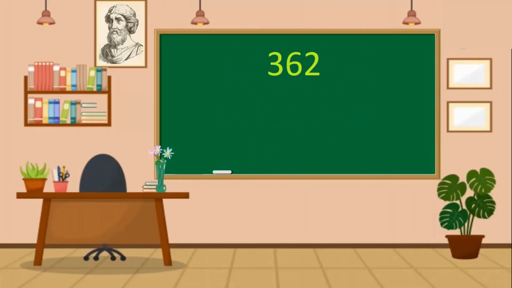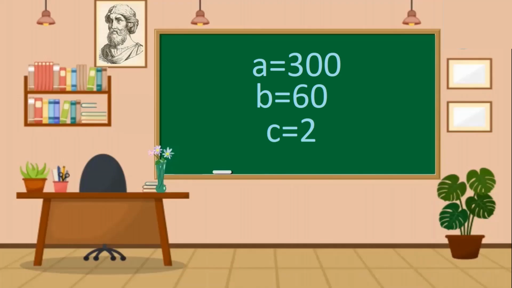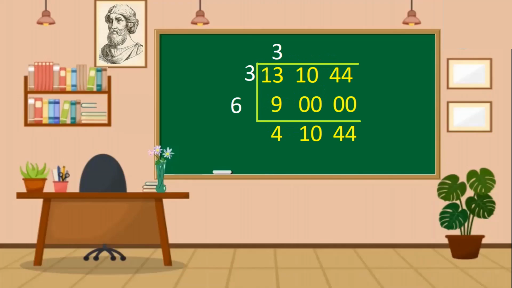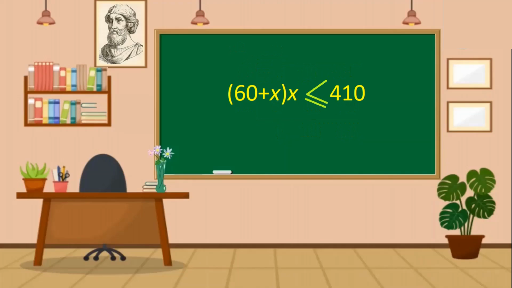Observe this expansion. Let's turn back again to our first example of 362. Here 3 is at the hundreds place and represents 300. 6 is at the tens place and represents 60. 2 is at the units place and represents 2. According to the above model, a equals 300, b equals 60, and c equals 2. First we subtract 90,000, which is the square of 300, that is a squared. Then we double this 3 and find x such that (69 + x) times x is less than or equal to 410, with x being an integer.